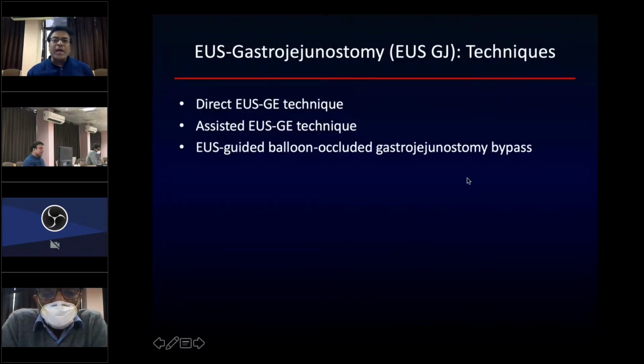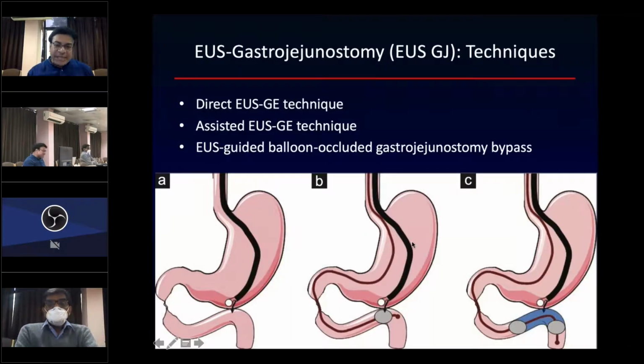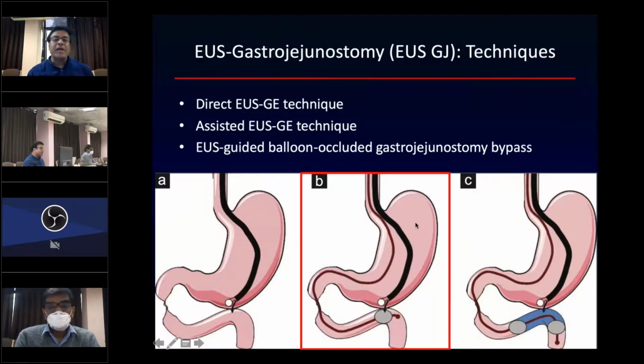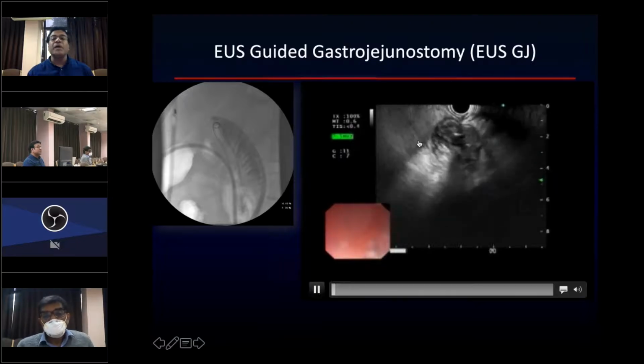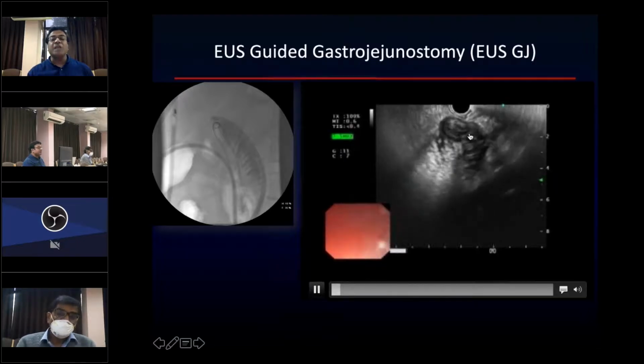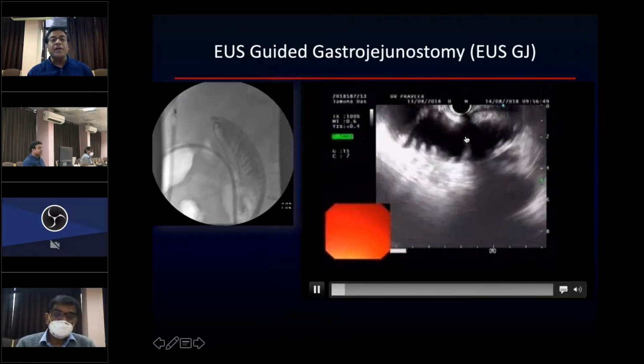So for this, we have different techniques. I'm not going into the details of all the techniques. What we perform here is an assisted technique where first we pass a guide wire. Over this, we pass a nasojejunal tube, and I'll show you the video of what we do. So after placement of the tube, you can see this is the jejunum. Again, the scope is in the stomach.